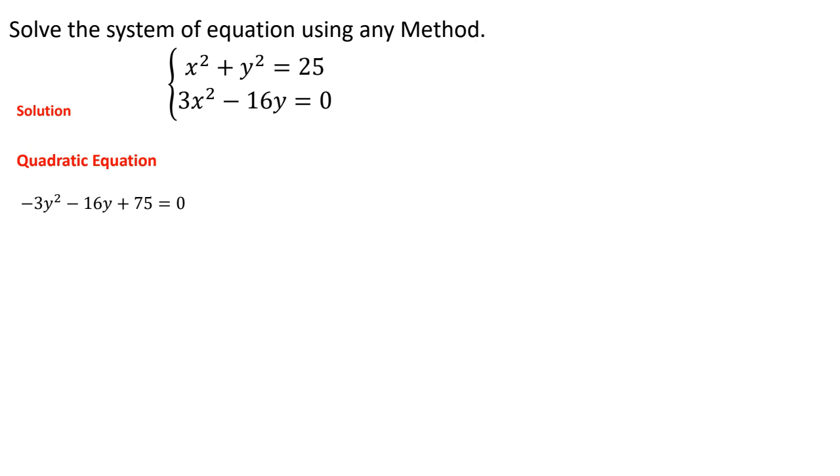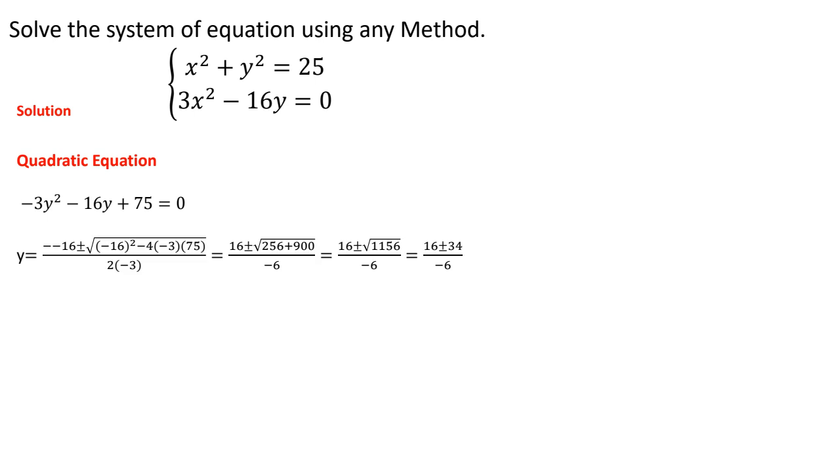Again, we can factor this or use our quadratic equation. Let's go ahead and use our quadratic equation again. A is equal to negative 3, B is equal to negative 16, C is equal to 75. Substitute these values into the quadratic equation, and I'm going to get two answers. Here, I have negative 25 over 3 for y, and I have 3 for the other y.